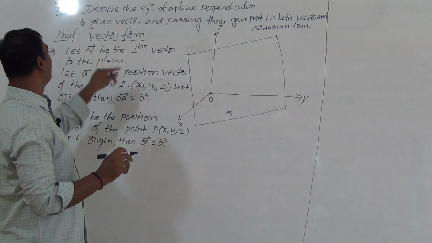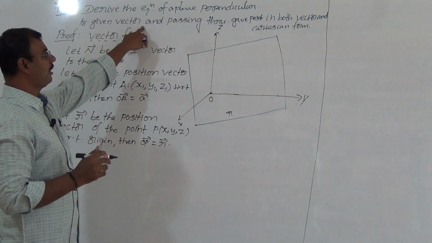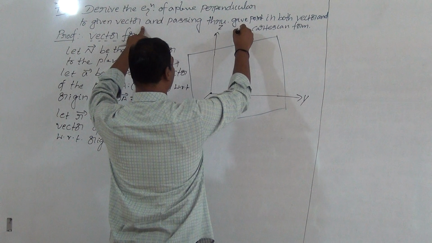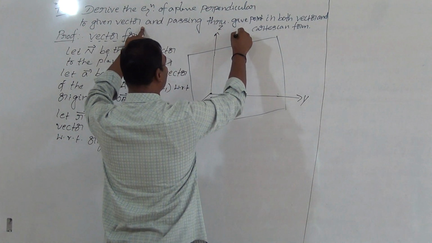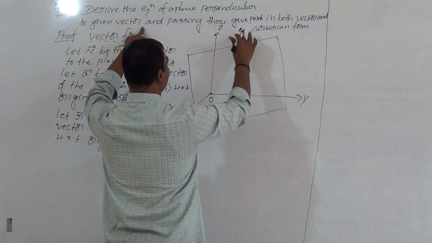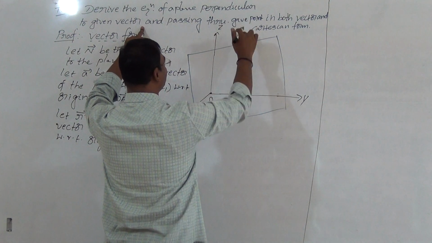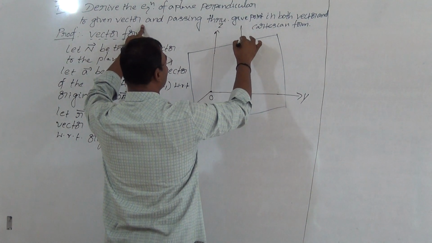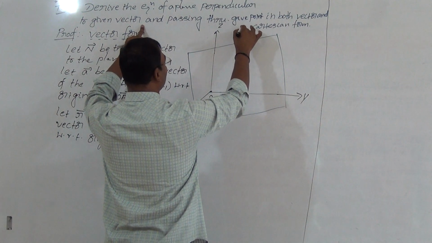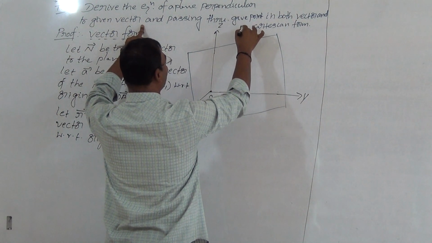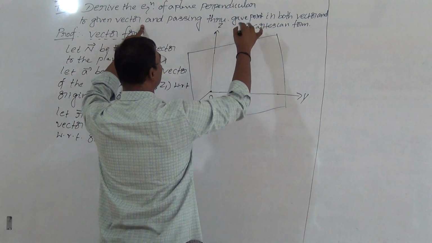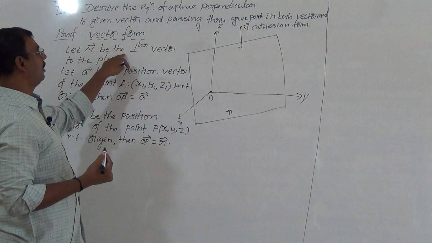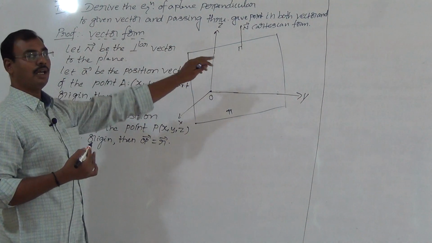Now take the perpendicular vector to the plane. So I am taking a vector perpendicular to the plane. This is the perpendicular vector. Let n vector, n bar, be the perpendicular vector to the plane.